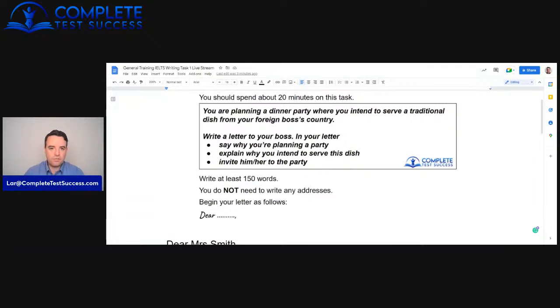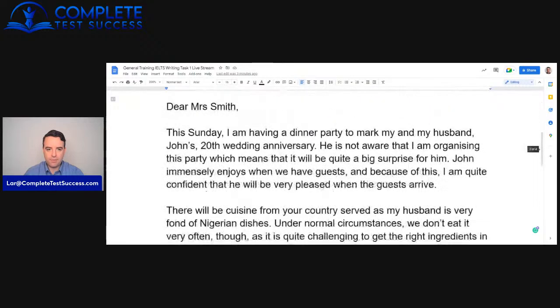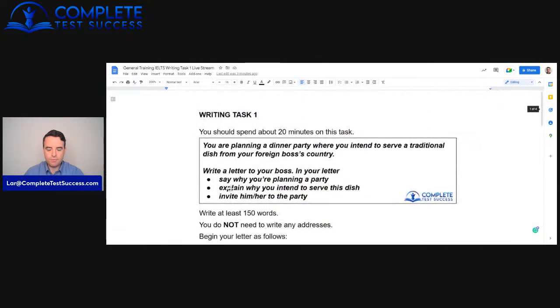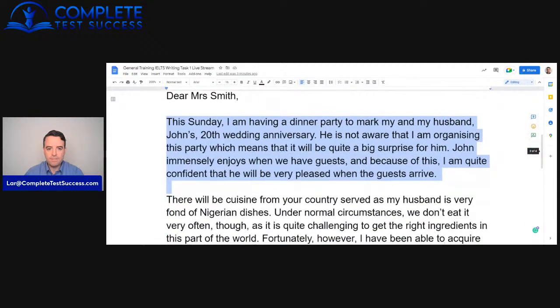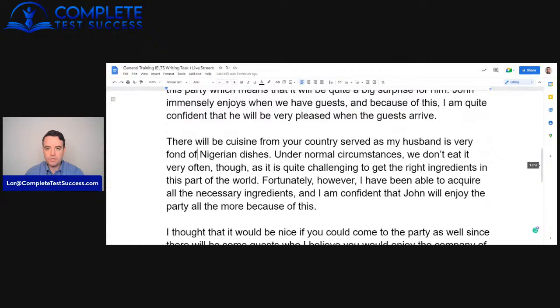Okay, so we've gone through the first prompt, which said, say why you're planning a party, and we've developed a full paragraph about that. Next, we move to prompt number 2. Explain why you intend to serve this dish. Now, again, we want to respond to that in the very first sentence. So here we have, there will be cuisine from your country served as my husband is very fond of Nigerian dishes. Okay, straight to the point.